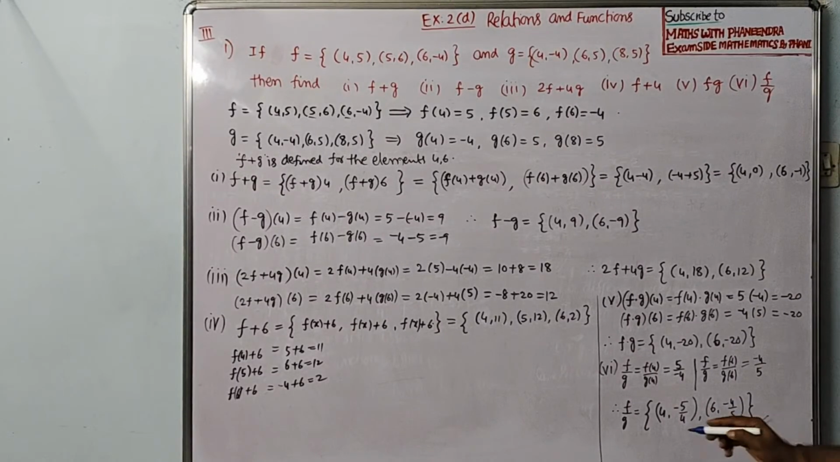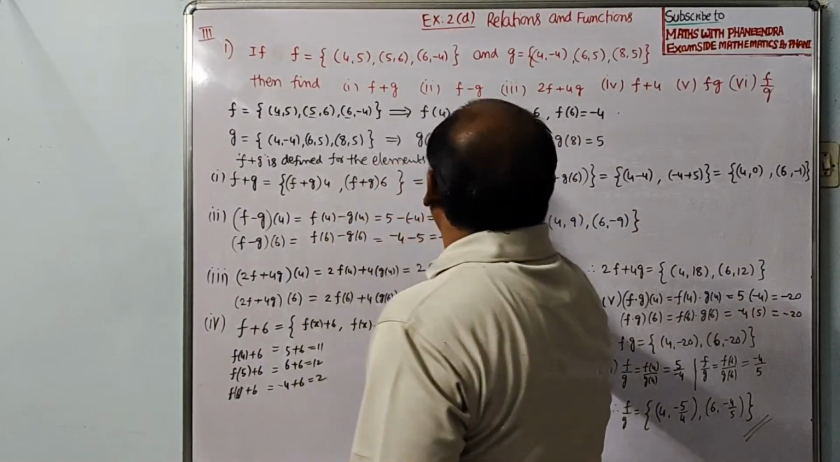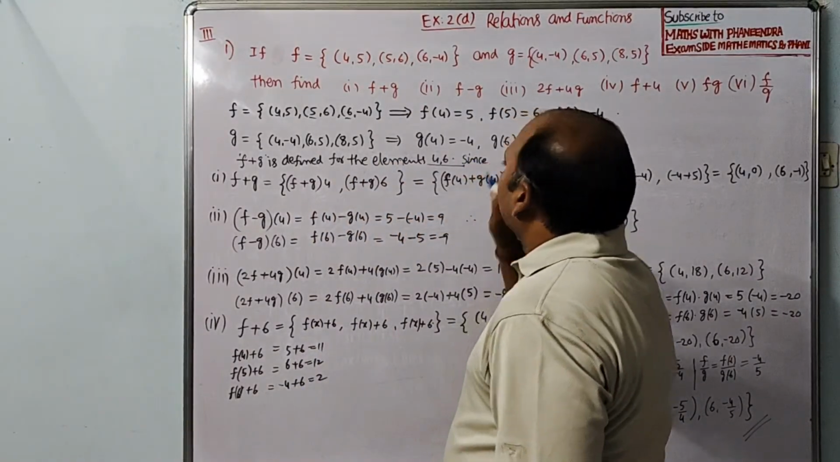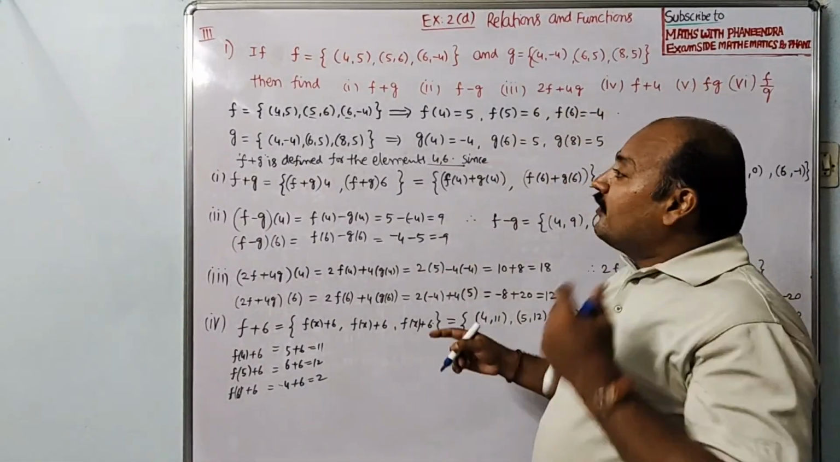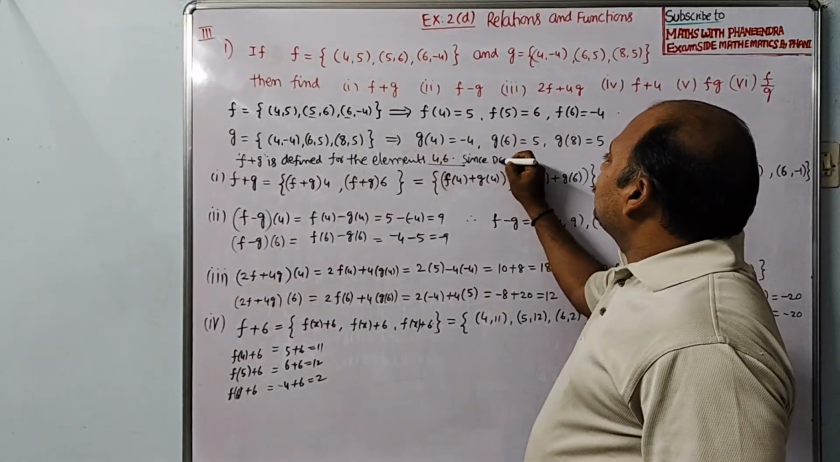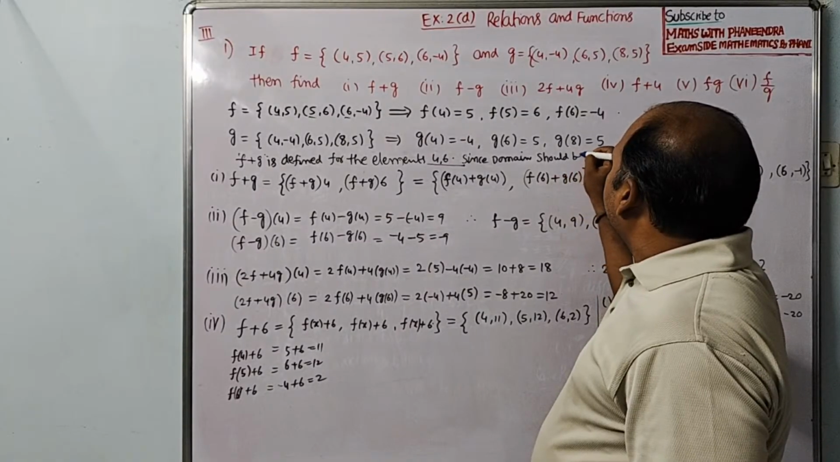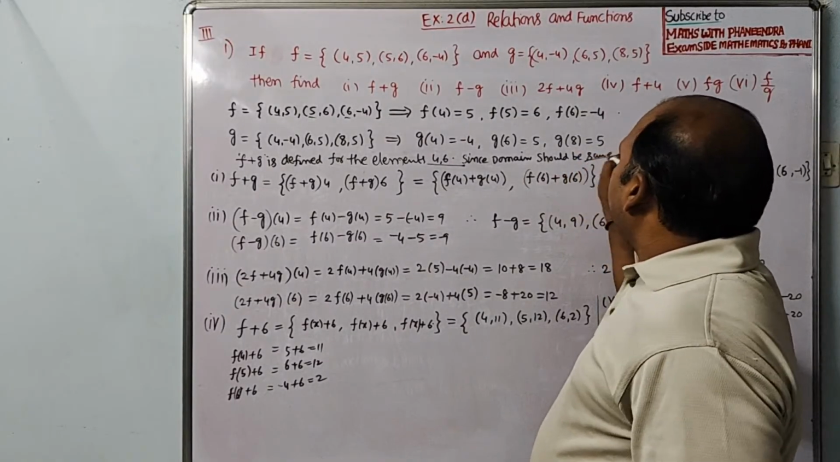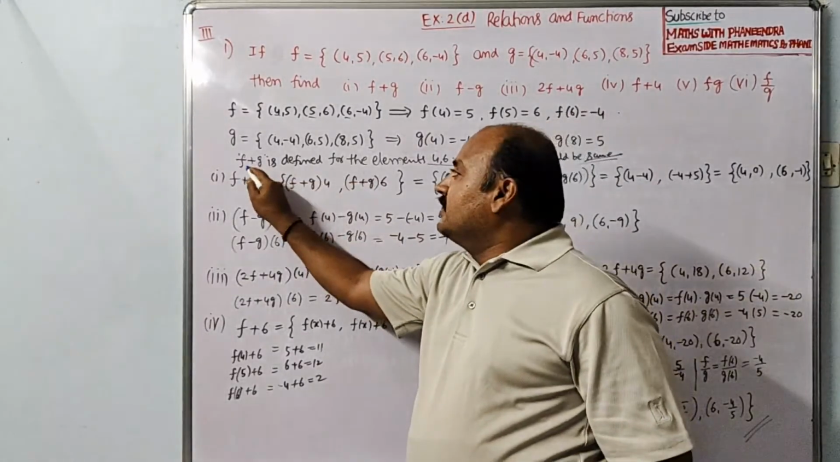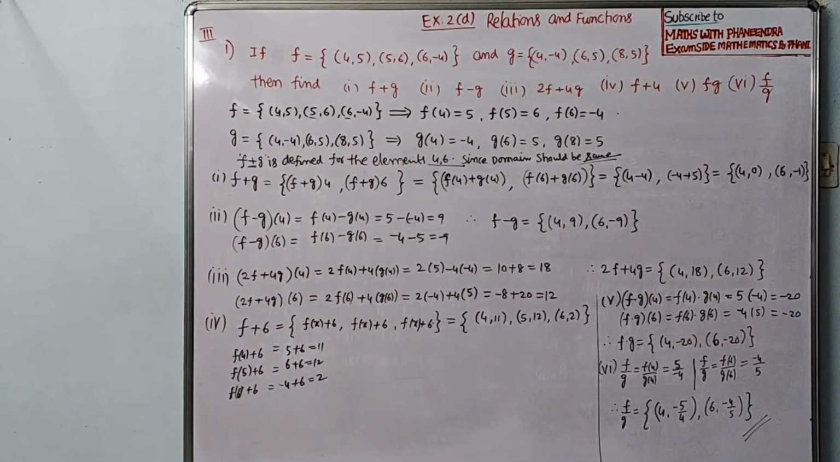So except in only one function, remaining all common domain. F plus g is defined only for the elements 4 comma 6. Why? Because to define the sum or difference of any two functions, the domain should be same. Since domain should be same, not only for the sum but also difference and product and division. Okay, dear students, I hope you understand.